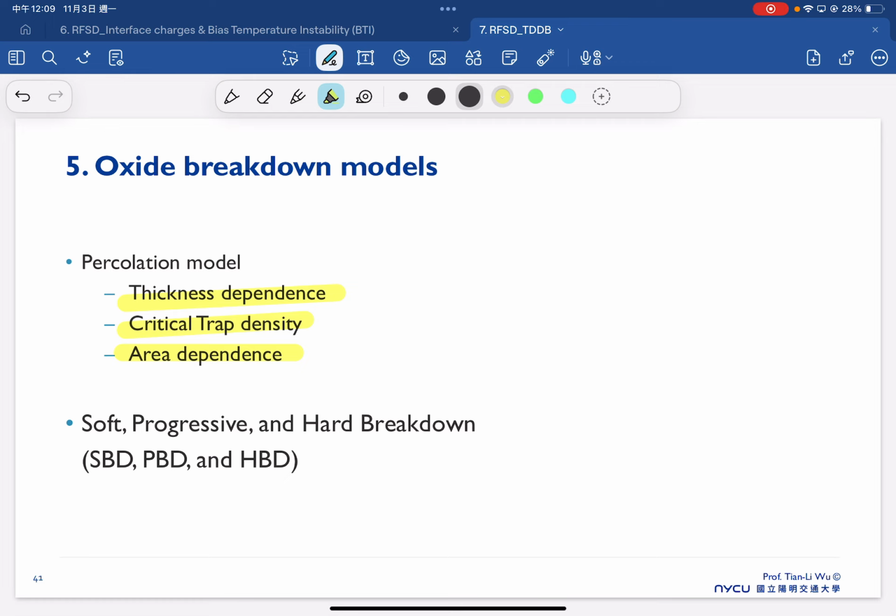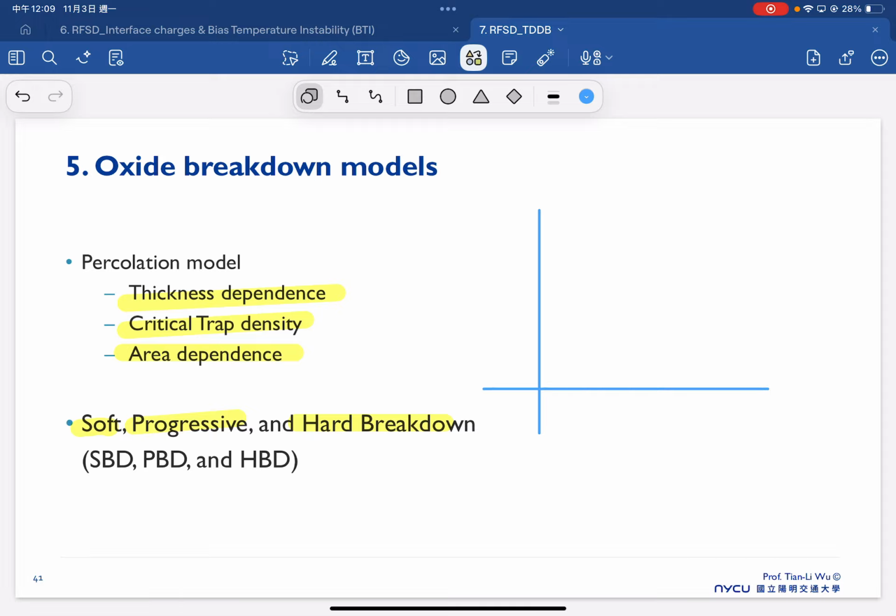Also, there's a very important aspect between the hard breakdown, soft breakdown, and then the progressive breakdown. Because in reality, you will not see the TDDB curve just as we show in the first page. In reality, it always shows the curve like here. So we have the gate current versus the time here.